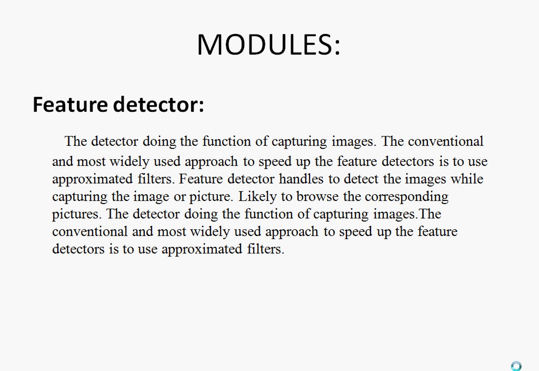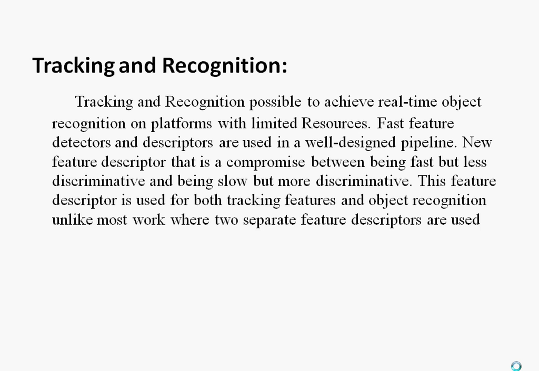Modules. Feature detector: the detector does the function of capturing images. The conventional and most widely used approach to speed up the feature detector is to use approximated filters. The feature detector handles detecting the images while capturing the image or picture.